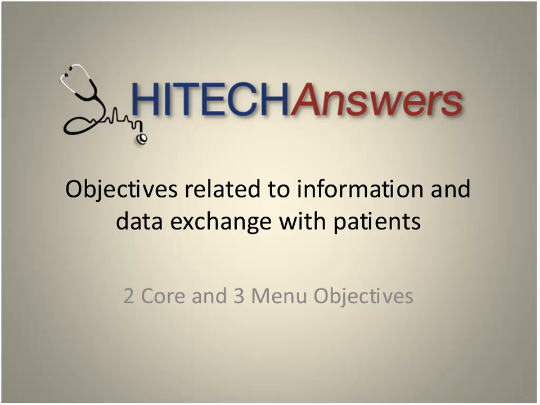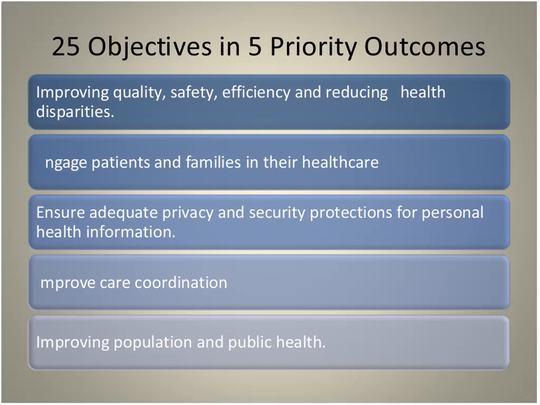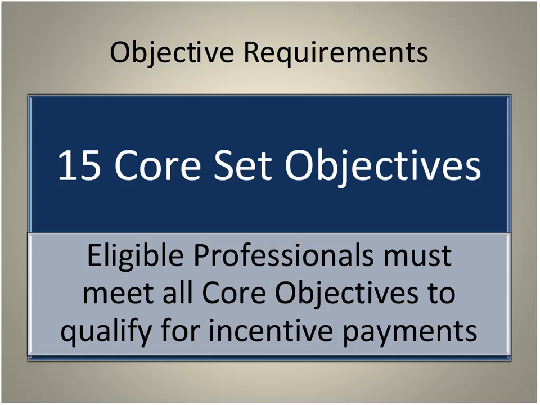I want to cover a couple of standard things we always like to talk about. The 25 core objectives for eligible providers for stage 1 meaningful use, broken down into 5 different groupings. In this session, it's really around engaging patients and families in their health care, a kind of bilateral communication going back and forth. And so that's going to be the primary area we'll talk about in this session.